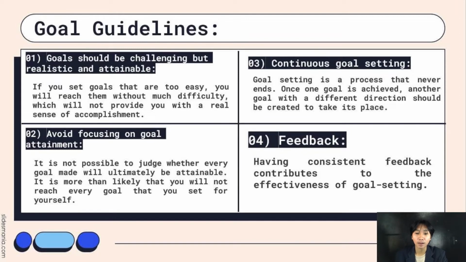Last, feedback. Having consistent feedback contributes to the effectiveness of goal setting. You need to have regular feedback from those people who witness your experience in achieving your goals, because this also contributes to the effectiveness of goal setting.